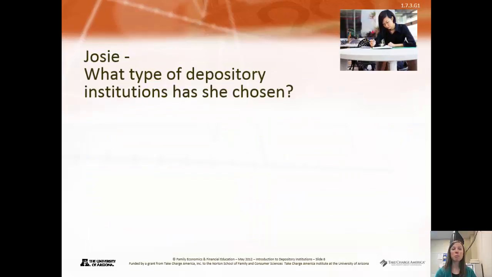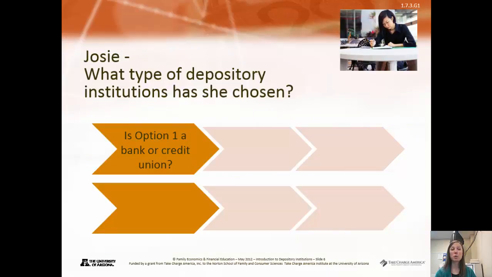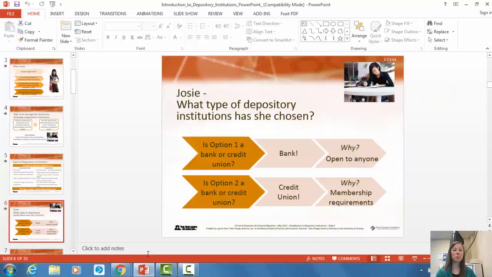So Josie, what type of depository institution has she chosen? Is option 1 a bank or a credit union? And it is a bank. If you look at the choices, because it's open to anyone, and you'll find that. I can show it to you.